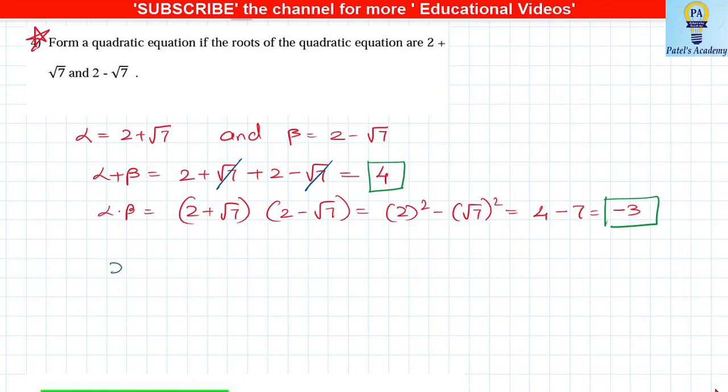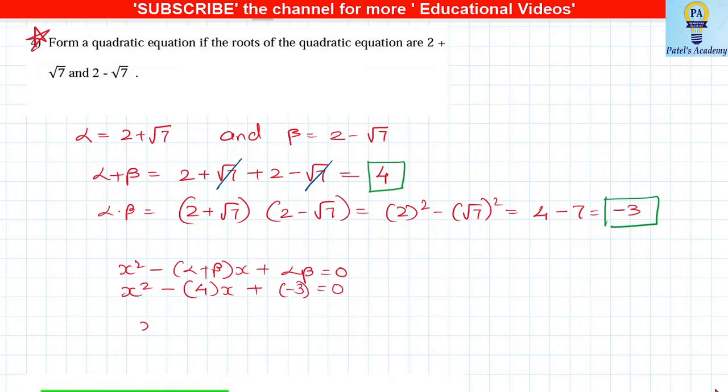Okay, so let me write down the equation first. x square minus alpha plus beta into x plus alpha beta equal to 0. Now remember, we directly have the value of alpha plus beta. Yes, so directly substitute. So x square minus alpha plus beta, which is 4, into x, and alpha into beta is minus 3. So the last step is x square minus 4x minus 3 equal to 0. This is the equation what we require. Okay, an important sum.